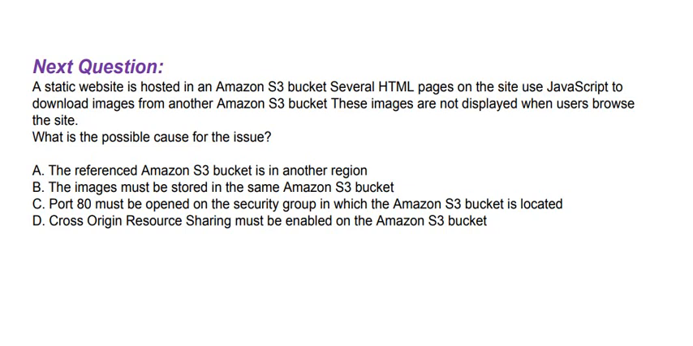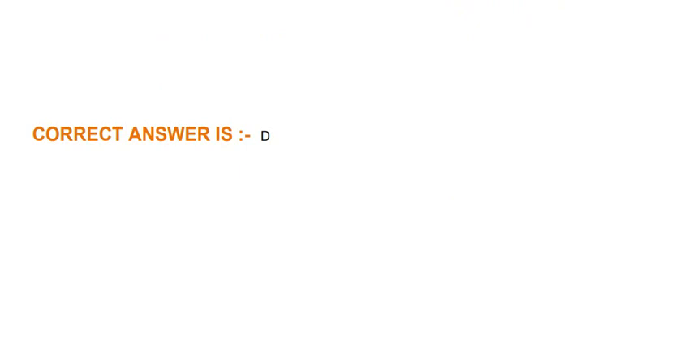Option A. The referenced Amazon S3 bucket is in another region. Option B. The image must be stored in the same Amazon S3 bucket. Option C. Port 80 must be opened on the security group in which the Amazon S3 bucket is located. And option D. Cross-origin resource sharing must be enabled on the Amazon S3 bucket. The correct answer is option D.